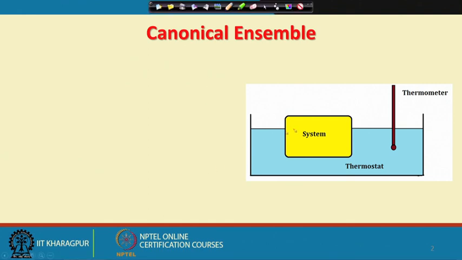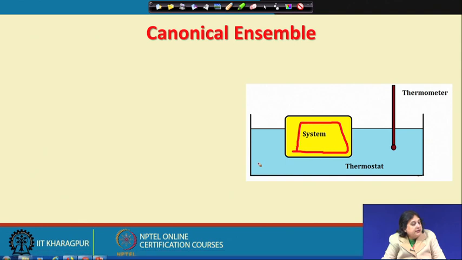As you see, I have a system marked here using this yellow box. Now, this system is surrounded by a rigid wall which is impermeable to whatever substance is there within it, and the system has been equilibrated by placing it in a thermostat. Which means that the walls which are in contact with the thermostat are capable of exchanging thermal energy from within the system to the reservoir and vice versa.